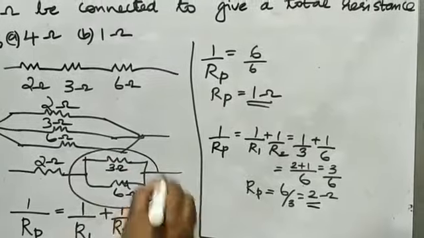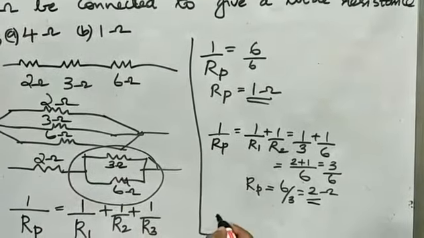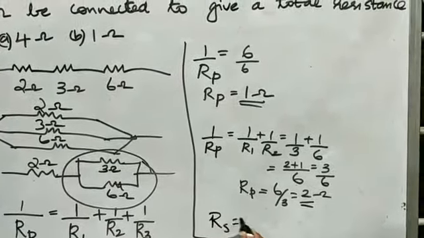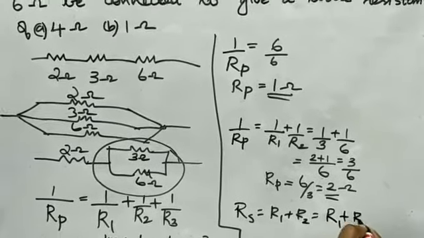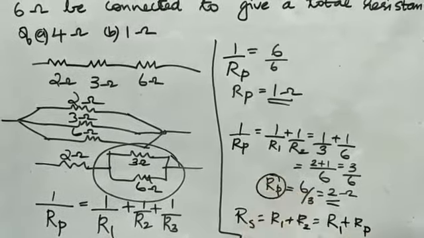Now, this combination is in series with 2 ohm, right? So, what will be the resistance? R is equal to R1 plus R2. And here, R1 is 2 and R2 is this combination Rp, right? So, we can write R1 plus Rp. So, you will have the answer: 2 plus 2, you will be getting it as 4 ohm. Okay, so when we connect two resistors, that is 6 ohm and 3 ohm in parallel, and to that combination, if you connect the other one having resistance 2 ohm in series, you will get the effective resistance as 4 ohm.